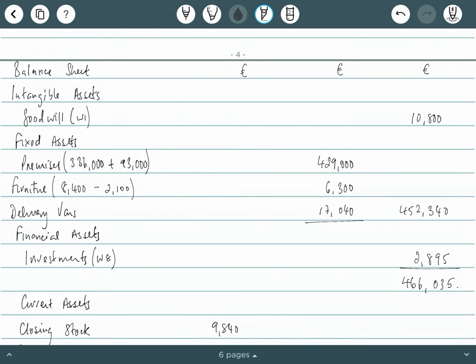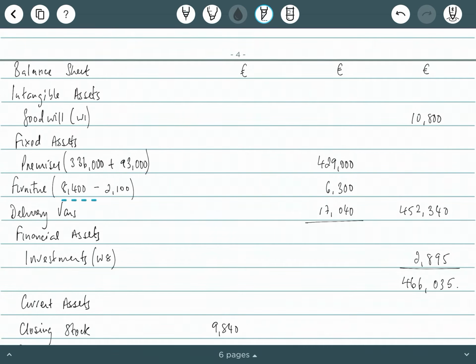Okay, goodwill, working one, 10,800. I know none of you have any problem with that. Your premises, be careful here, gents. The 336,000 was your premises at the start of the year, but do not forget to add in the 93,000. That's when you bought those additional premises with that loan. That'll bring it up to 429,000.